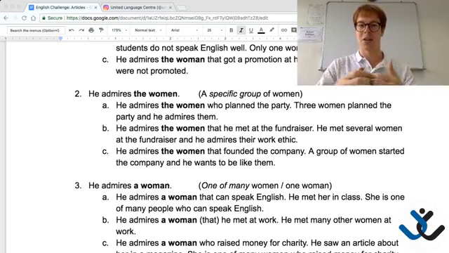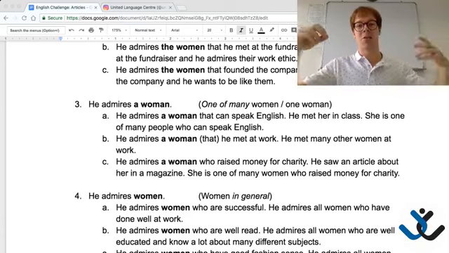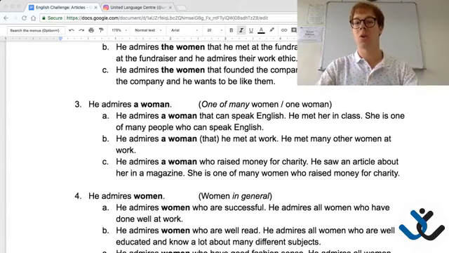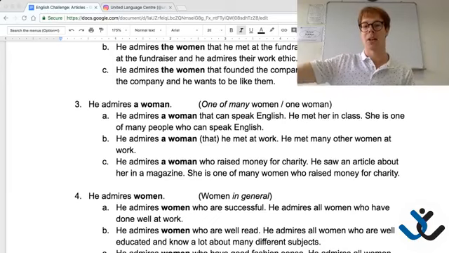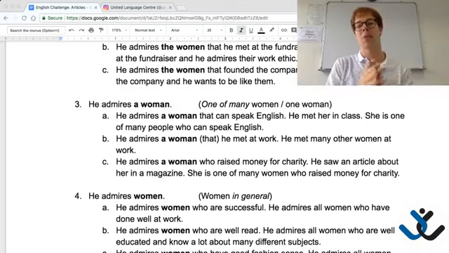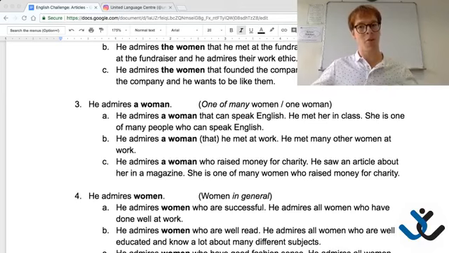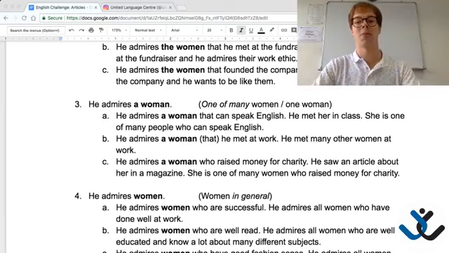Then if we go back to he admires a woman, a woman is just one of many women. He admires a woman who can speak English. She's one of many, many women who can speak English, but he admires a woman who can speak English. Or he admires a woman he met at work. He met many different women at work, but he admires one of those women that he met at work. Or last, he admires a woman who raised money for charity. Maybe he saw an article about a woman who was raising money for charity. She's not the only woman raising money for charity, but he admires this one woman out of many women who raise money for charity.